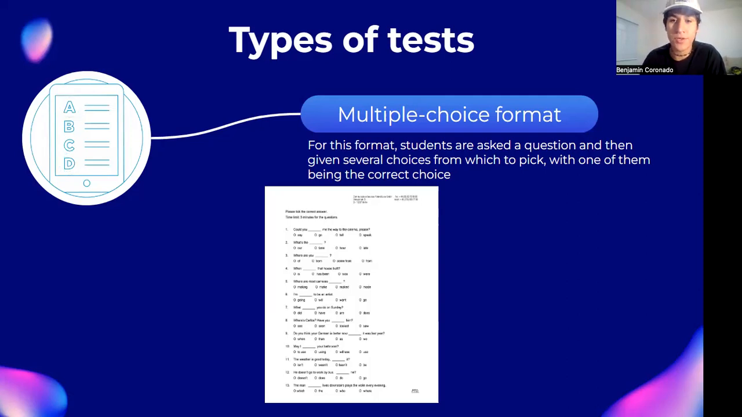Multiple choice format is another type of grammar test that is commonly used. For this format, students are asked a question and then given several choices from which to pick, with one of them being the correct choice. Students might be asked to identify which part of speech a certain word is, and it might be from guided choices. They might also be asked what measures to take to correct the sentence and might be given several choices.